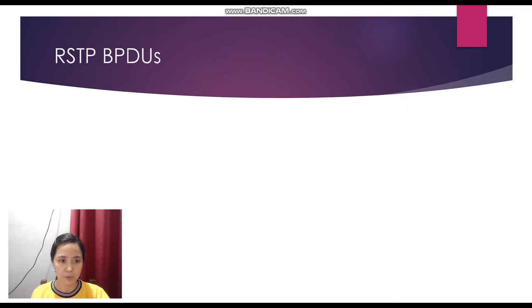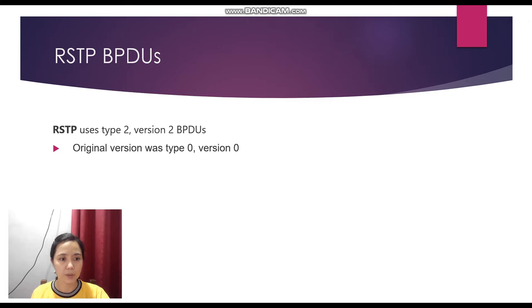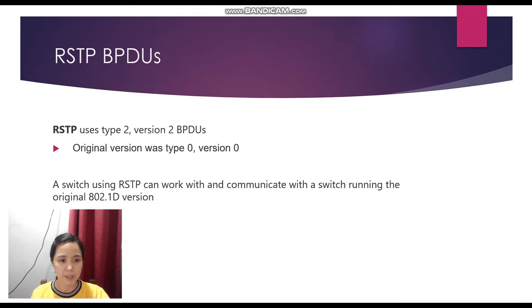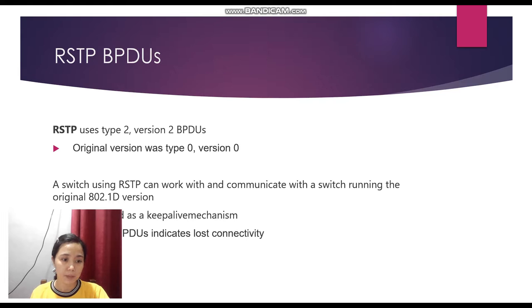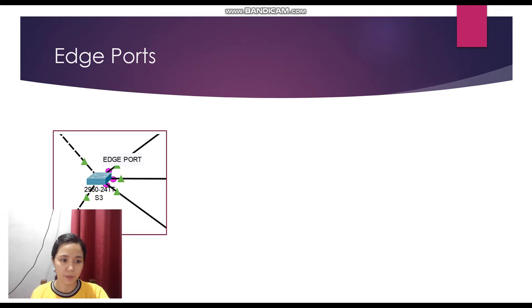RSTP BPDUs. RSTP uses Type 2, version 2 BPDUs. The original version is Type 0, version 0. A switch using RSTP can work with and communicate with a switch running the original 802.1D version. BPDUs are used as a keepalive mechanism. Three missed BPDUs indicate lost connectivity.